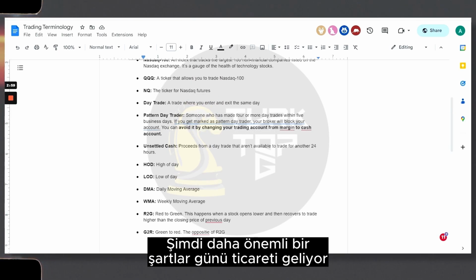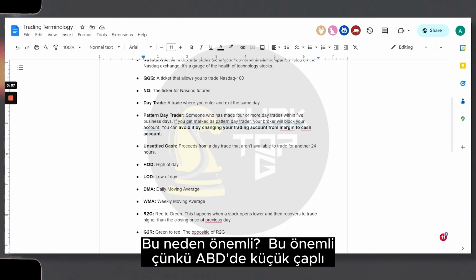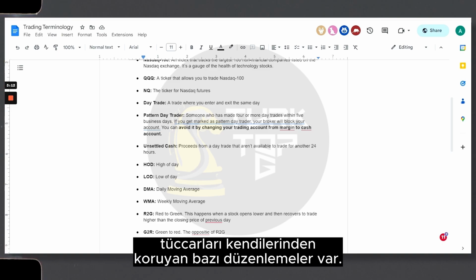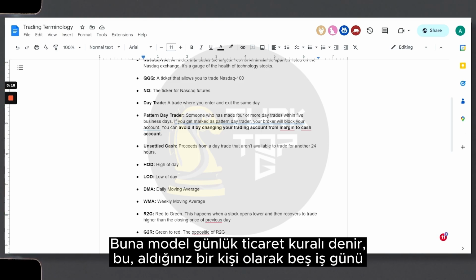Now comes the more important terms, day trade. A day trade is when you enter and exit a trade on the same day. Why is that important? It's important because in the US, there are some regulations to protect small time traders from themselves, and the government wants to define it that way. Oh well. It's called the pattern day trader rule.